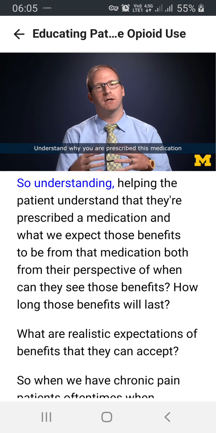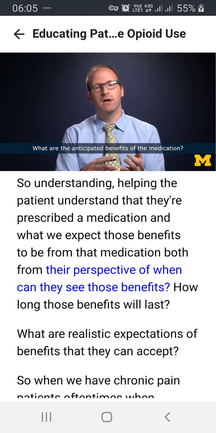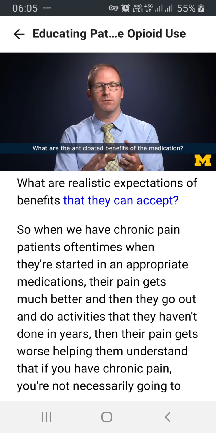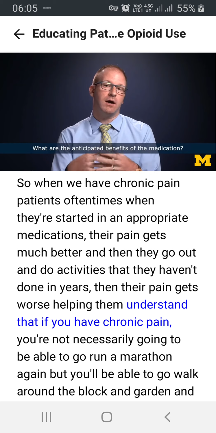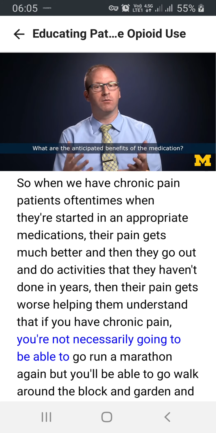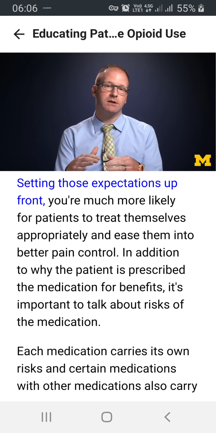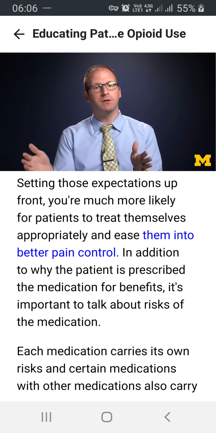So helping the patient understand that they're prescribed a medication and what we expect those benefits to be from that medication, both from the perspective of when can they see those benefits, how long those benefits will last, and what are realistic expectations of benefits that they can accept. So when we have chronic pain patients, oftentimes when they're started on appropriate medications, their pain gets much better, but then they go out and do activities that they haven't done in years, then their pain gets worse. Helping them understand that if you have chronic pain, you're not necessarily going to be able to go run a marathon again, but you'll be able to go walk around the block and garden and do the things that you like to do. Setting those expectations up front, patients are much more likely to treat themselves appropriately and ease into better pain control.